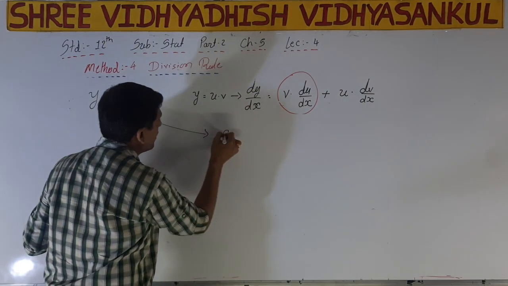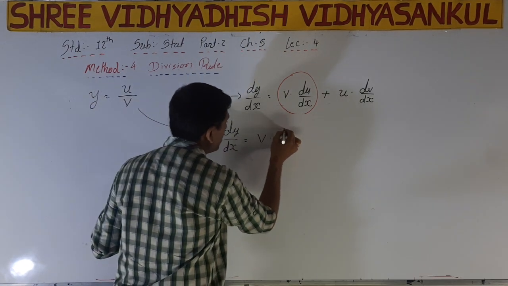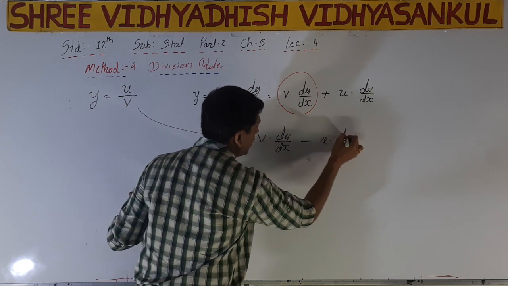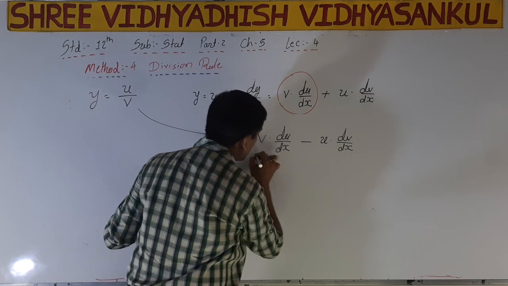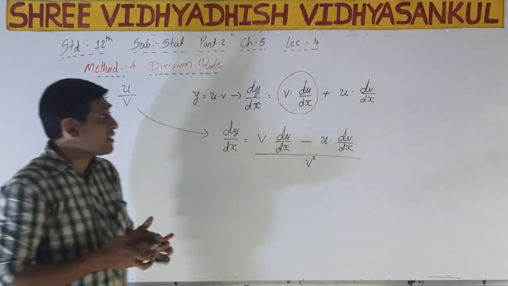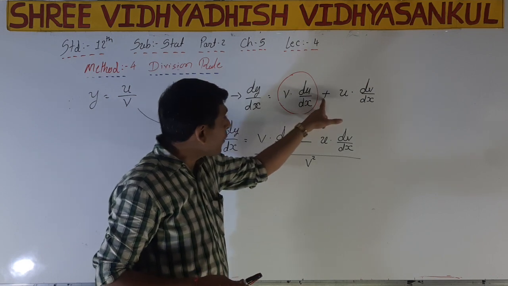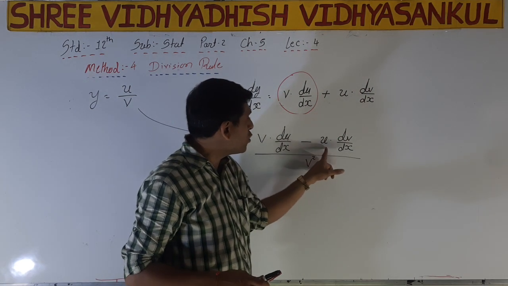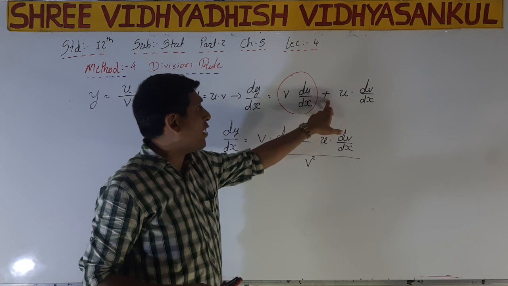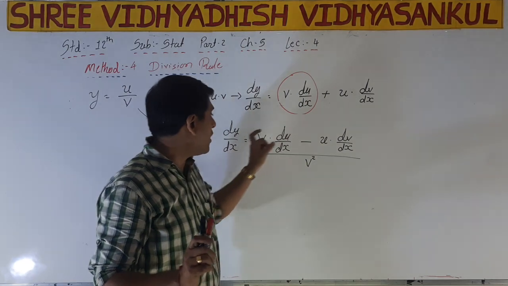I am writing here dy by dx is equal to v into du by dx minus u into dv by dx, whole divided by v square. It is easy to remember. Here v into du by dx, again v into du by dx plus u into dv by dx, here minus u into dv by dx. The difference is just plus or minus. We use plus in the multiplication rule and we use minus in the division rule.